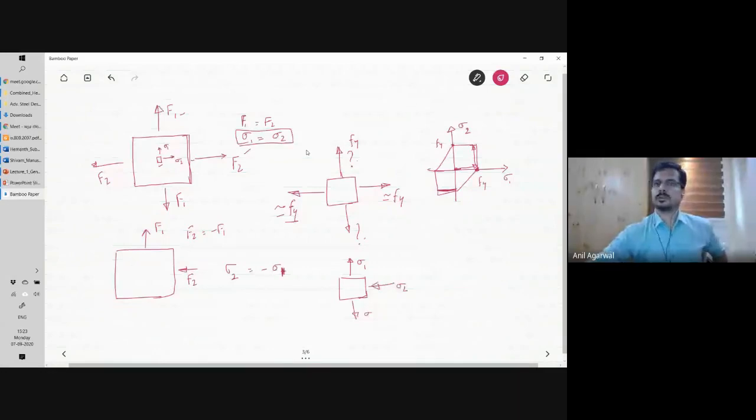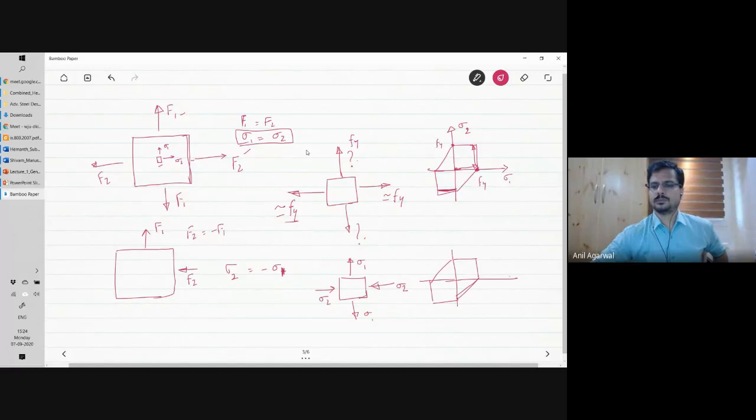Sigma 2 is acting opposite of sigma 1. So sigma 1 is tension, so sigma 2 is compression. Now, in the same geometry, which is basically defining my Tresca yield criterion in a biaxial situation, I have already pulled my material all the way to yield point. Let's say sigma 1 is already all the way to yield point.